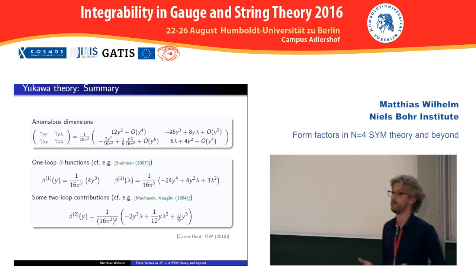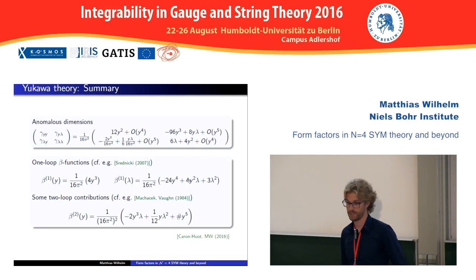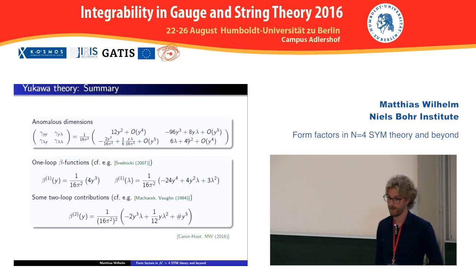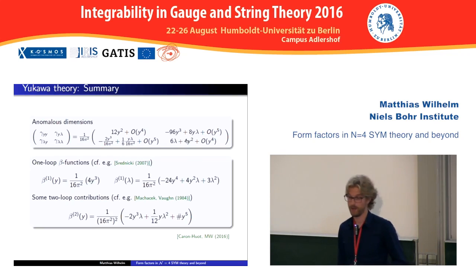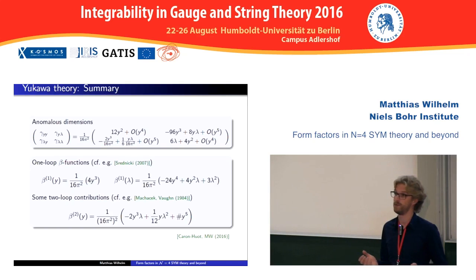Note that this system is very constrained. So, for example, this 4 y squared lambda can be obtained from this 4 y squared in gamma lambda lambda, but it can also be obtained from this 8 y lambda in gamma y lambda. So there's some non-trivial consistency condition between the different matrix elements of the scattering matrix.